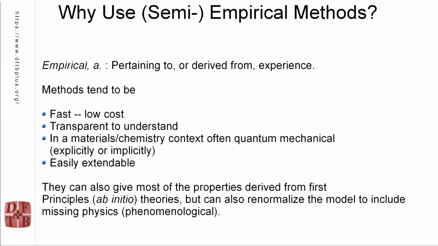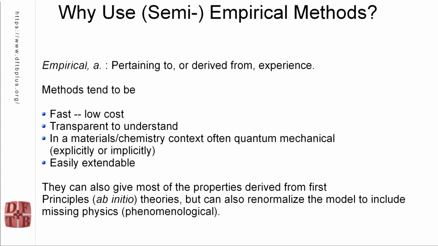Now, one of the payoffs from this is that these types of things tend to be fairly extendable. If you have a semi-empirical method, quite often you can find ways of converting first principles or ab initio methodologies into techniques that will allow you to examine length or timescales that are otherwise inaccessible, with the potential advantage that you can always renormalize the model to incorporate things that are missing. So you can be a little bit phenomenological about what you're doing.